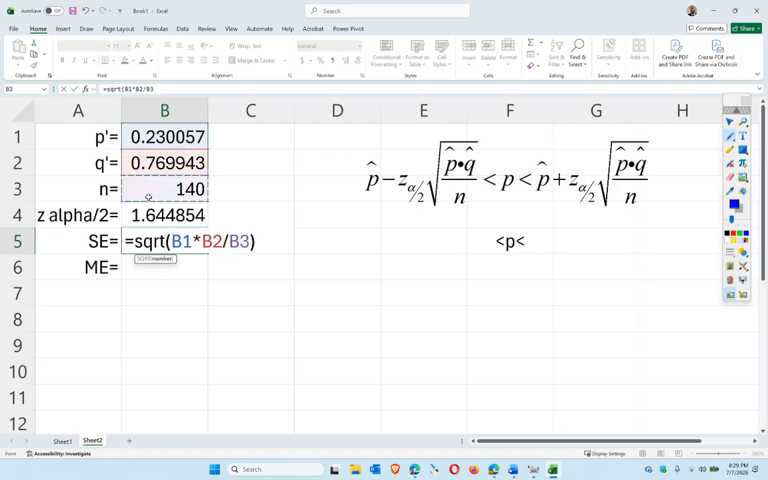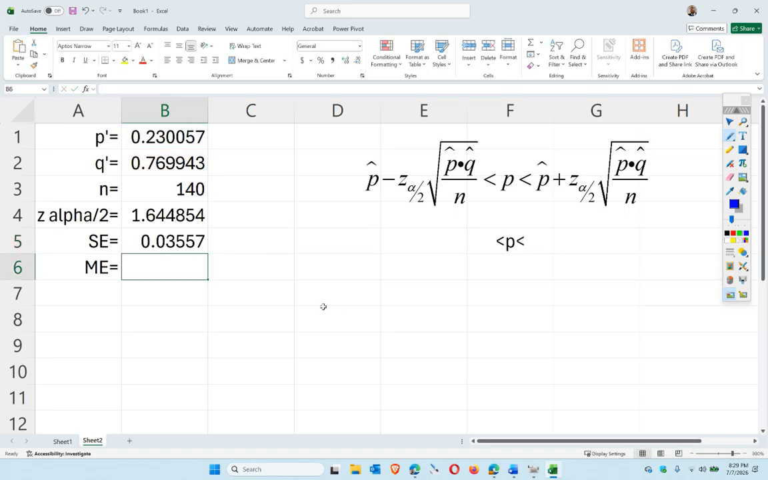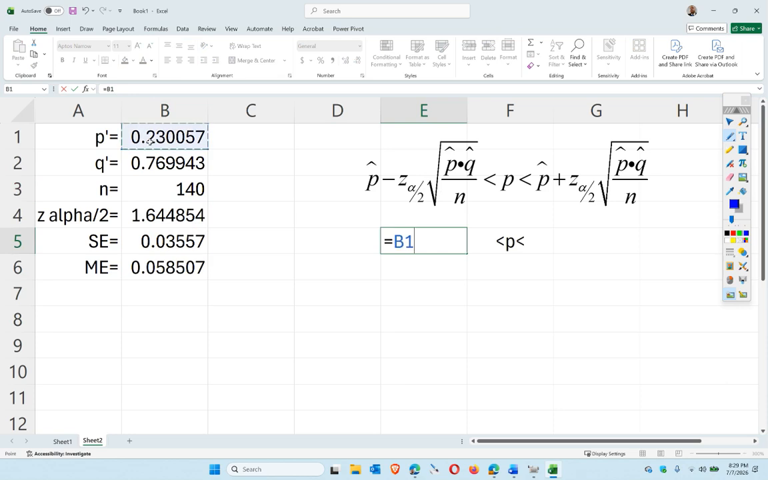All right, so my standard error is the square root of p times q divided by n. That's what this thing is right here, p times q divided by n square rooted. So the margin of error is the z times the standard error, right? That's what this is here, correct? And then there we go. Okay, so this is the sample estimate minus the margin of error.